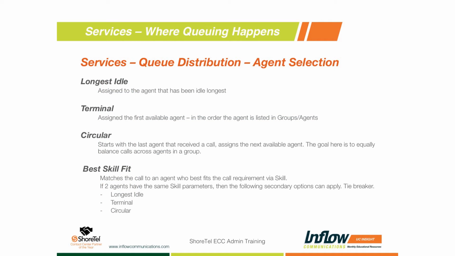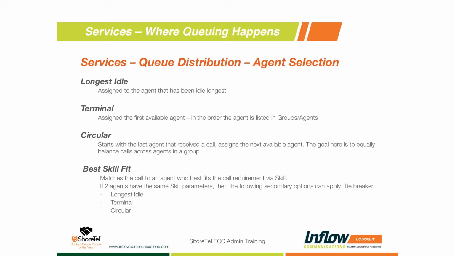Longest idle basically means assigned to the agent that has been idle the longest. Terminal, most think of as top down. If you have 5 agents, count 1, 2, 3, 4, 5, and always go in that order. However, terminal is assigned to the first available agent in the order the agent is listed in their groups. So you can change the order in the group. We used to do this in the sales environment that I was a part of many years ago. The agent that sold the most timeshares would be top gun, and they got pushed to the top of the group and always got the first opportunity for a call.